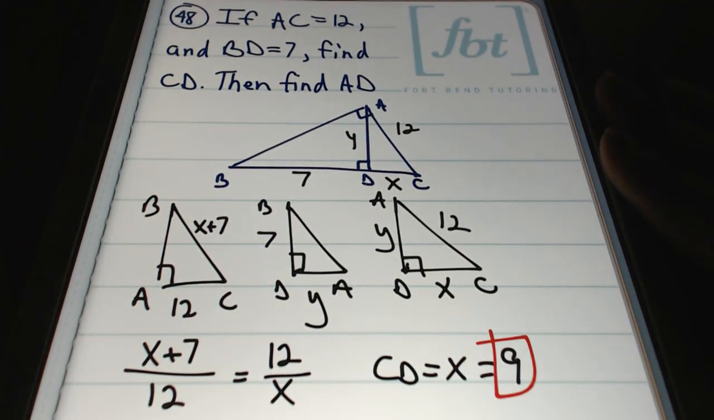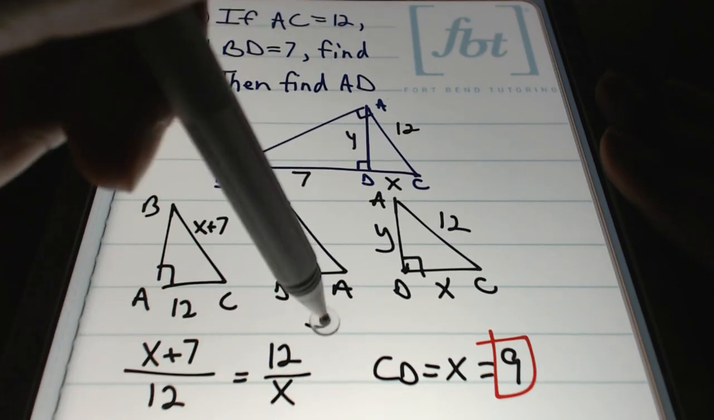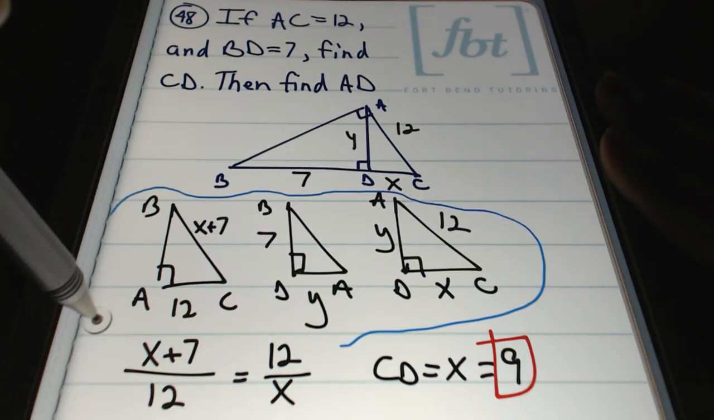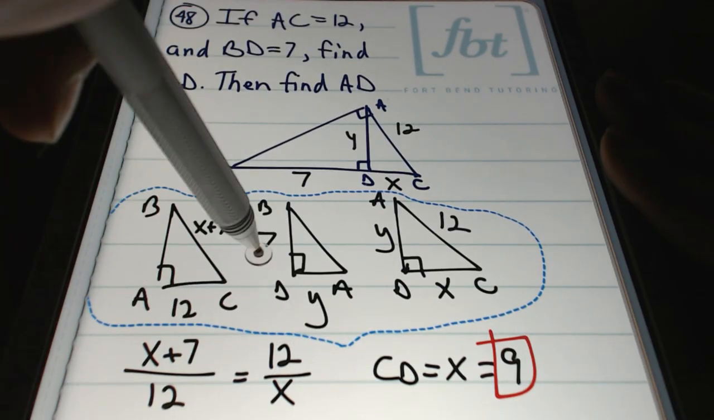However, we're not done. Oh no, we're not done at all. Let's go ahead and take this result, guys. Take our diagram, because we need to also solve for the length AD.